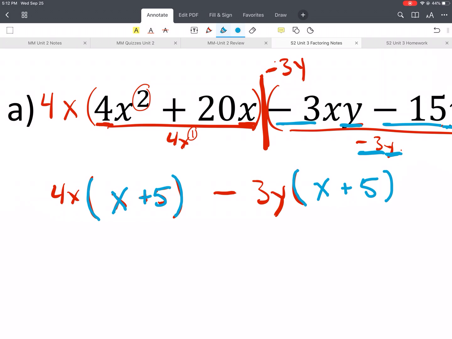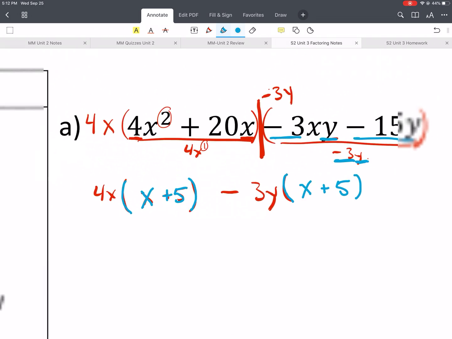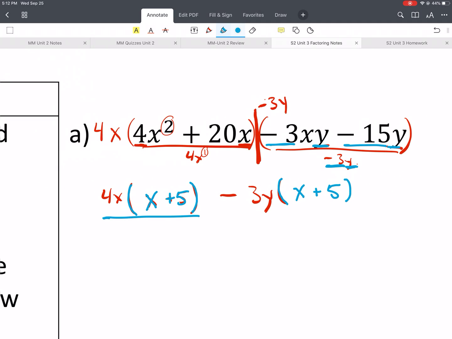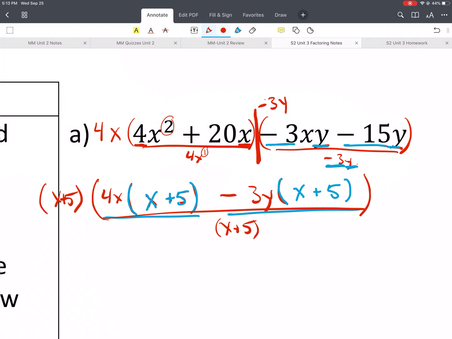All right, so at this point we basically have 2 terms, and if we were to try and factor out the greatest common factor, what they have in common would be the x plus 5. So if we do the same sort of situation, we could put x plus 5, and then we could divide the whole thing by x plus 5. You'd notice that that would cancel, and all that we would have left would be 4x minus 3y.